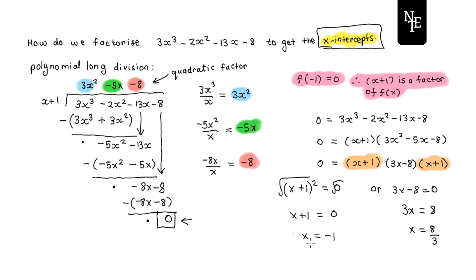But you would have to remember that this specific x-intercept of x equals -1 is due to a repeated factor. So this is an x-intercept and a stationary point.